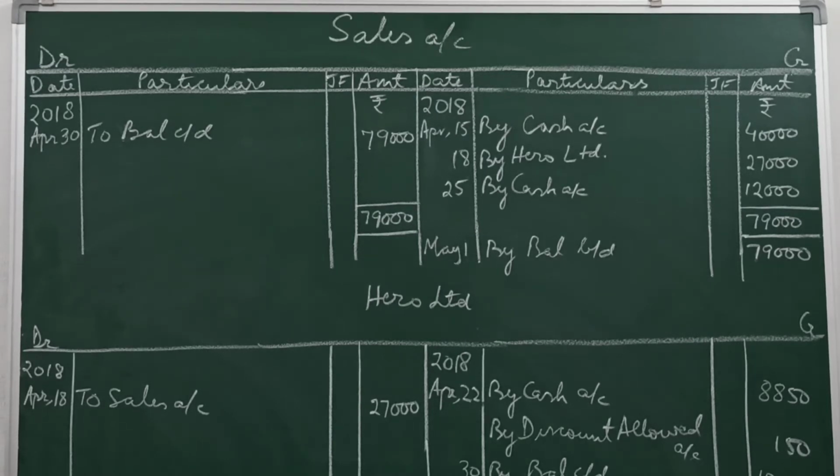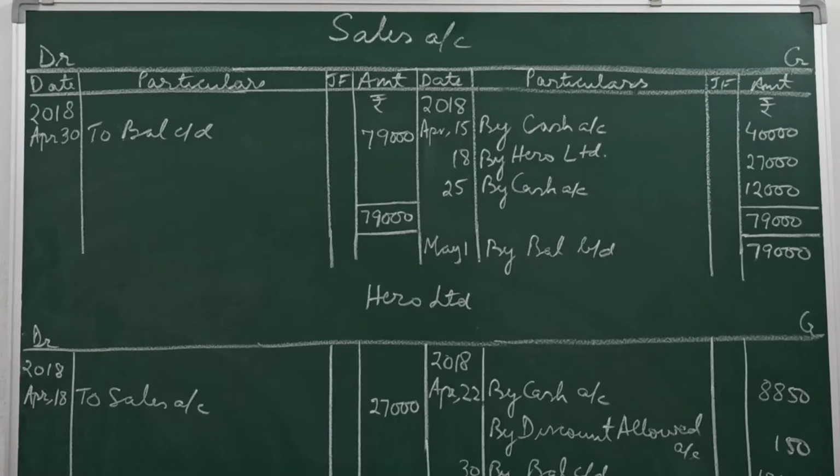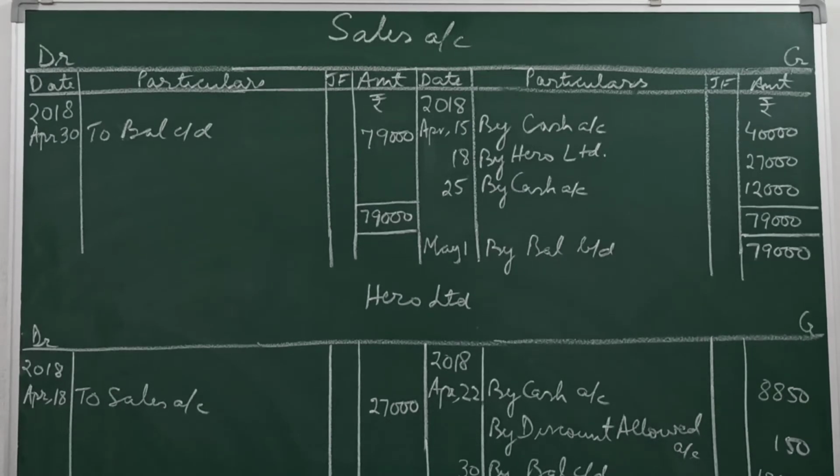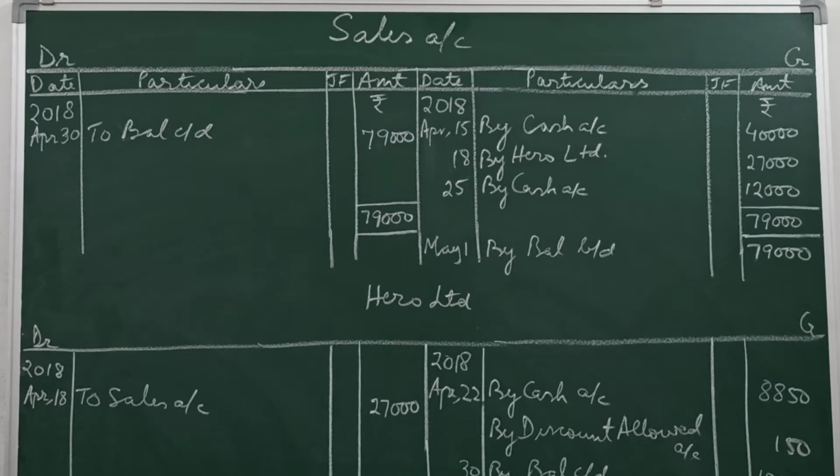Sales account on 15th April, cash account debit to sales account is the entry. Sales account is credit all incomes and gains, so the posting will be on the credit side, and opposite to this account, in the debit, is cash account. So on 15th you will write by cash account with the amount of 40,000.